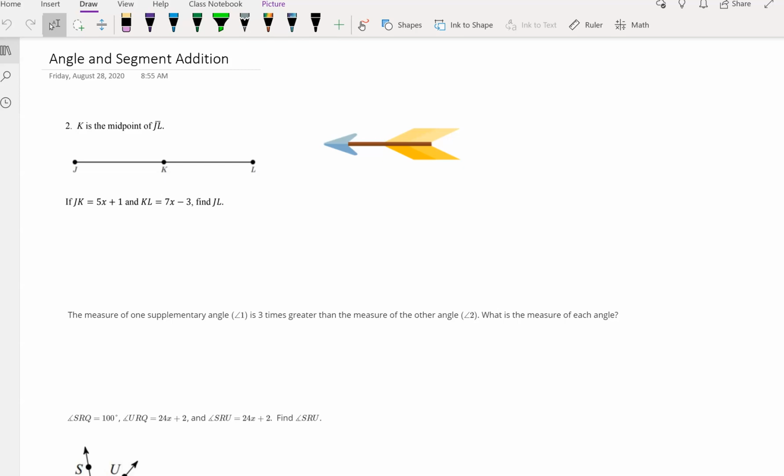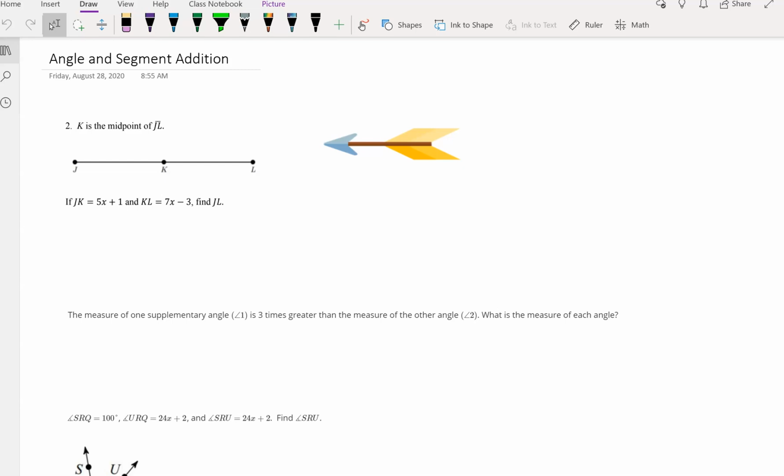This is Ms. Ozanich, and I wanted to go over a couple of example problems with you guys to help you out with your assignment that you have this week. That has to do with angle and segment addition, and just some things you're going to see, and hopefully these examples will help you to be successful as you work through your practice this week. And we'll work on them in class a little bit too.